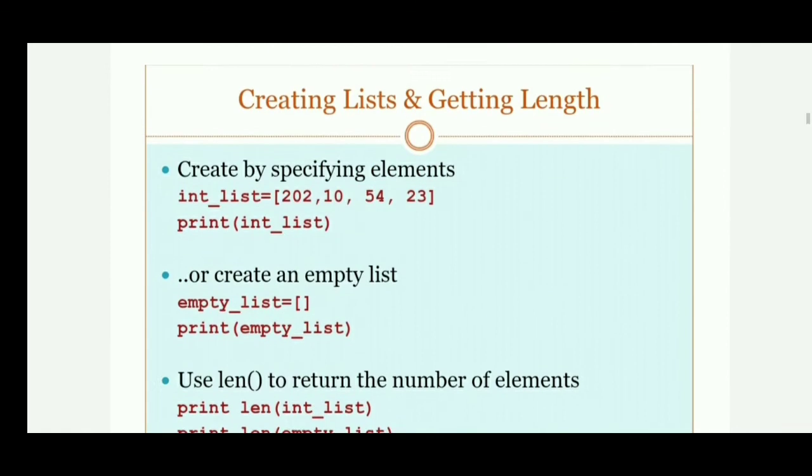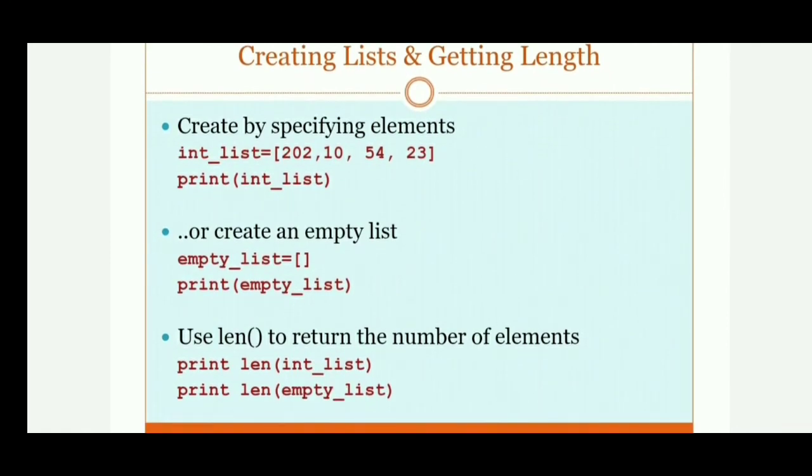Next one, creating a list and getting its length. Create a list by specifying elements: int list is equal to 202, 10, 54, 23. When you want to print it, you just write print in brackets with the variable name. Or creating an empty list: empty list is equal to square brackets opening and closing, and when you print it, it will show empty elements.